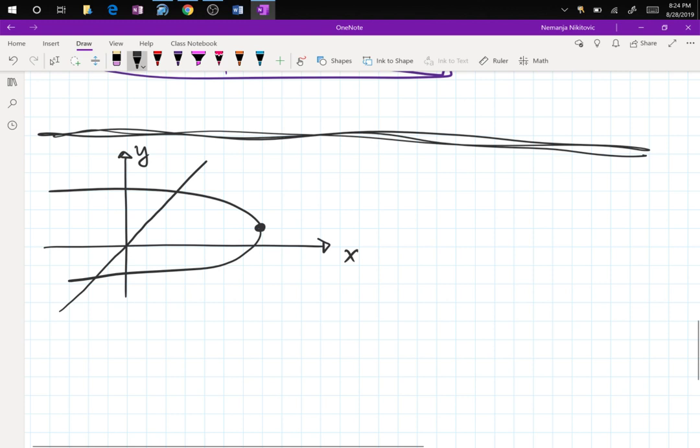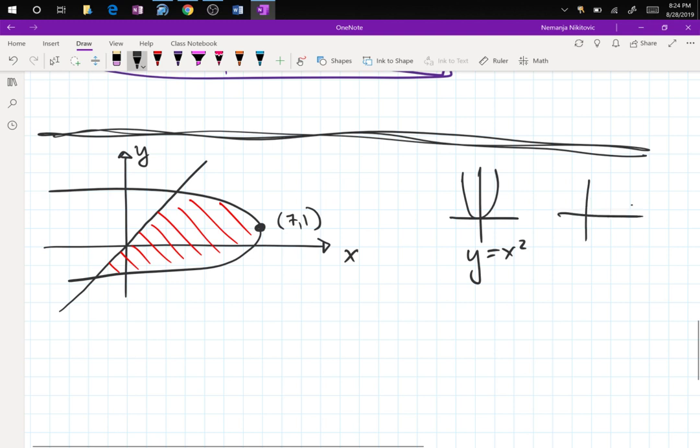Whatever. So let's say you want the whole piece over here. And this point here is at 7,1. So now you have a sideways parabola. Those of you who paid attention in a pre-calculus course know that when a parabola goes this way, it's y equals x squared. When a parabola goes that way, it's x equals y squared. And it's not a function.